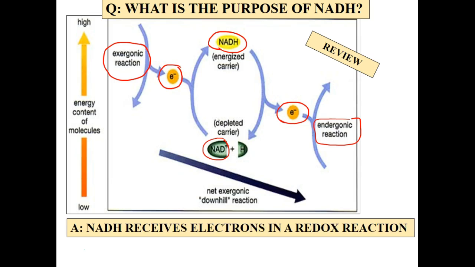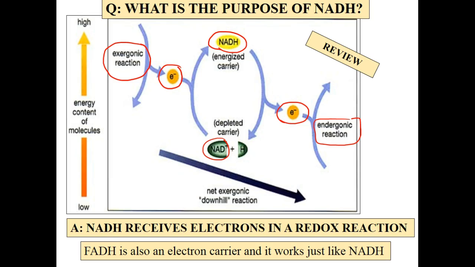So NADH receives electrons in a redox reaction. And FADH is also another electron carrier. It works just like NADH, and we're going to hear about that when we talk about aerobic cellular respiration in the next lecture.